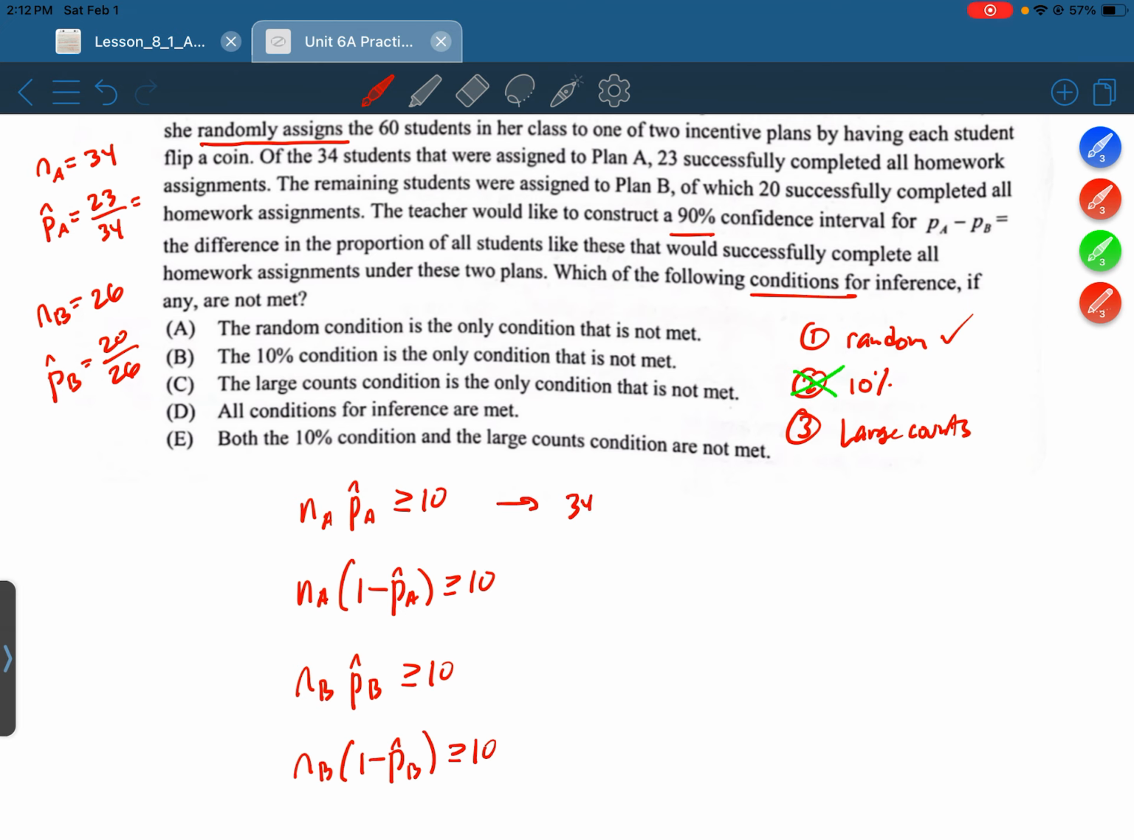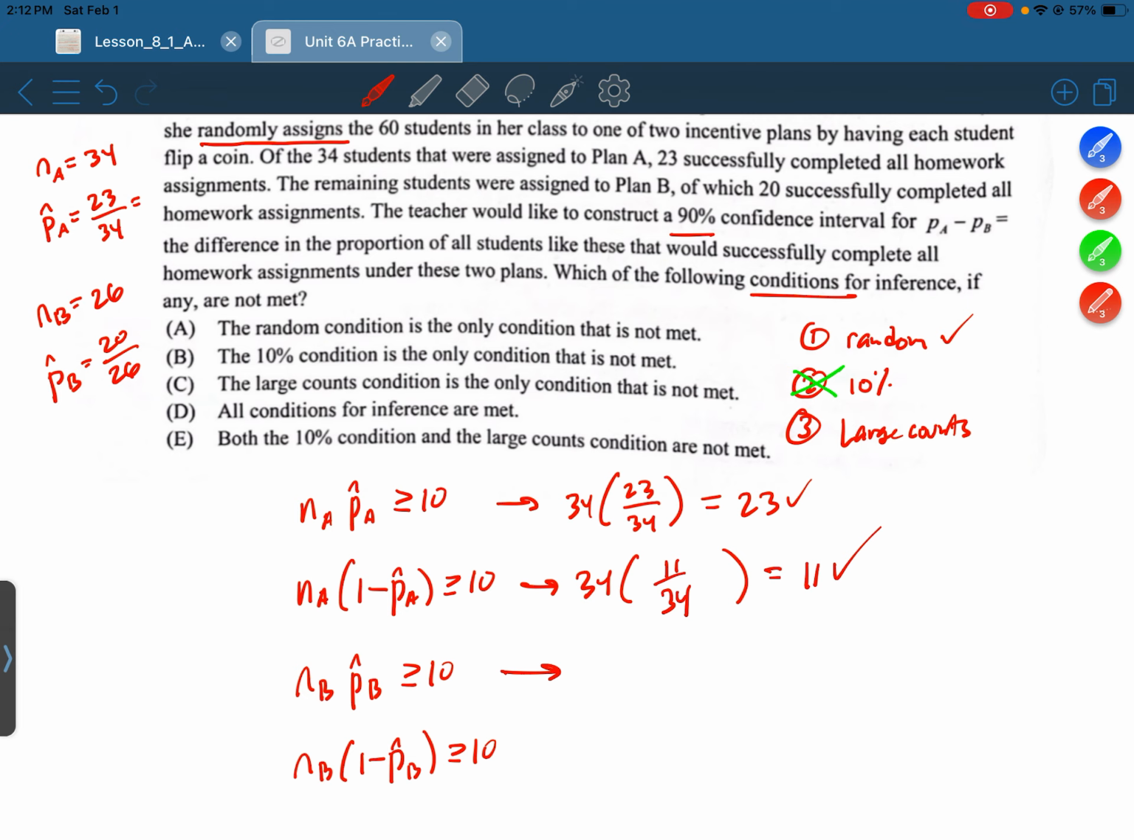This is going to be 34 times 23 over 34. So here's the beauty of leaving it as a fraction: you can do the math in your head. The 34s cancel, you get 23. That's bigger than or equal to 10. And do the next one. 34 times 1 minus 23 over 34. Now, that's going to be the same as, well, what's the difference between 23 and 34? It's 11 difference. So that's the same as 11 over 34, which when you multiply gives 11. Okay, that's 10 or more.